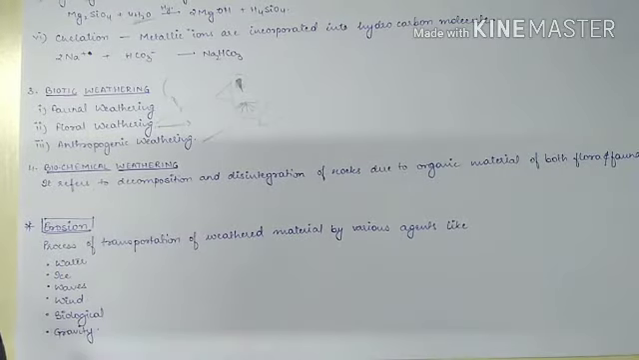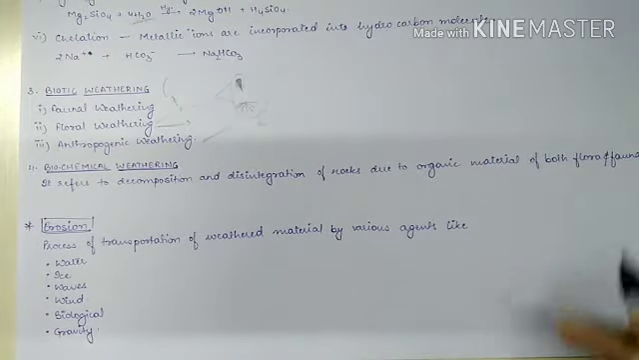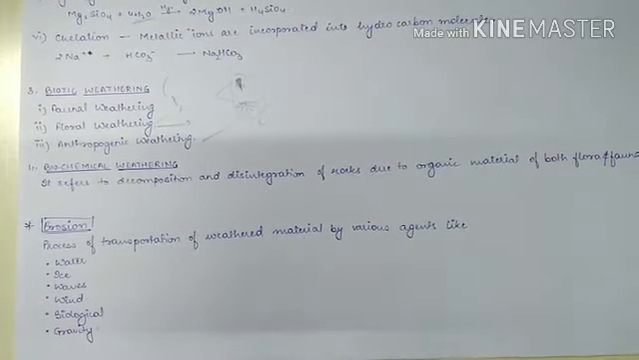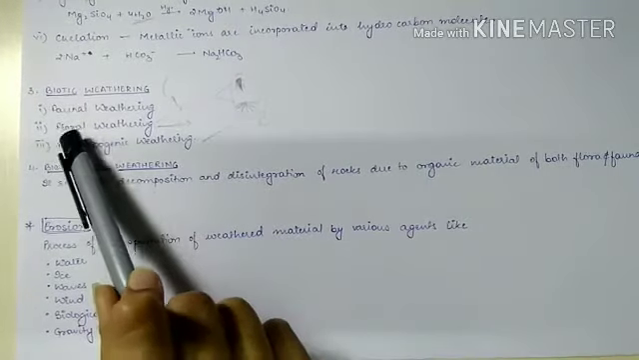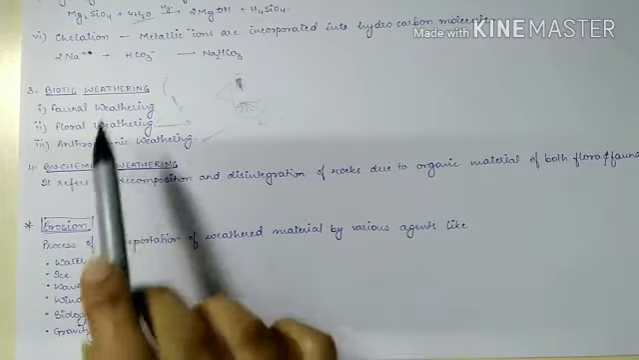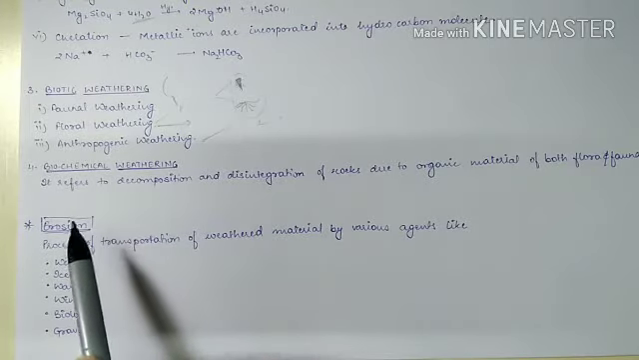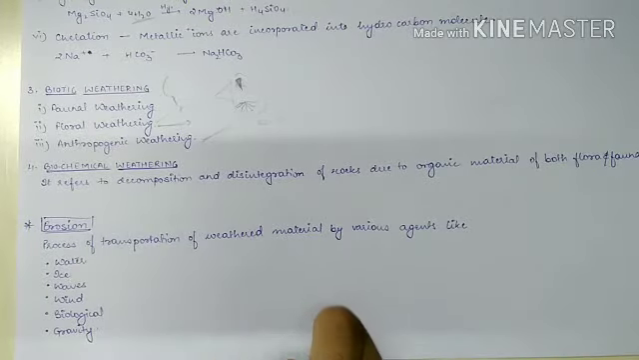Now the last one is biochemical weathering. Biochemical weathering actually refers to decomposition and disintegration of rock due to organic material, both floral and faunal material. So here we can see chemical weathering from floral weathering. Then in faunal weathering we can see various bacteria, etc.